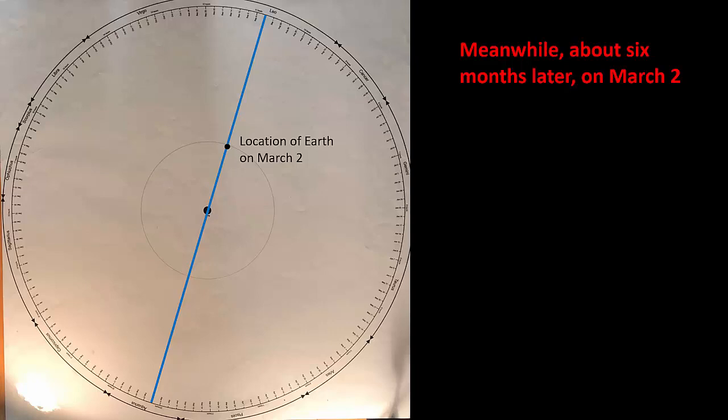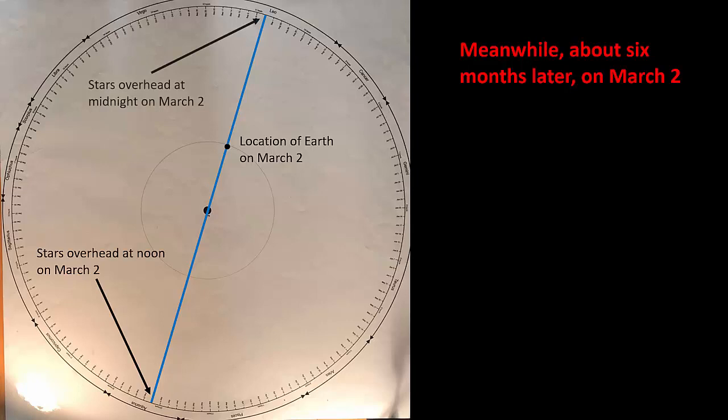Now, at noon on March 2nd, you'll be looking from the new location of the Earth through the Sun, and the stars that would be overhead, which you can't see because it's daytime, would be the stars of Aquarius. At midnight on March 2nd, you'd be facing away from the Sun on the Earth, and the stars that would be overhead would be those of Leo.